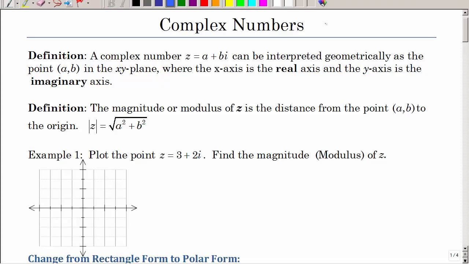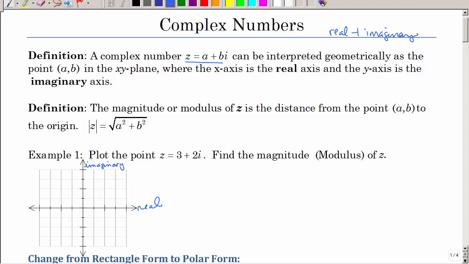In this lesson, we're going to look at complex numbers. You may recall from previous math classes that complex numbers is really a combination of real numbers and imaginary numbers. In fact, complex numbers are all the numbers that we have so far. So a complex number can be written in the form of a plus bi, and we can represent that on an xy coordinate plane, where x is called the real axis and the y is the imaginary axis.